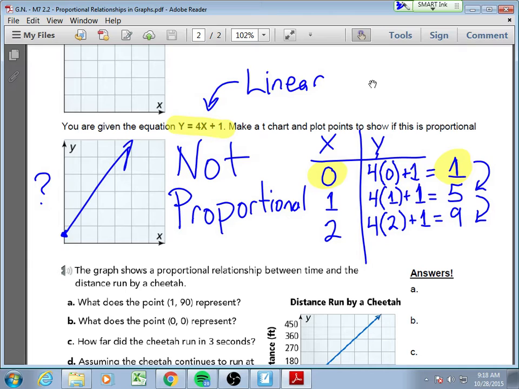What's one of the most used names? Linear relationships. Because most things in the real world have a linear relationship. Like when you go to buy gas, that's a proportional relationship. You buy 0 gallons, you pay $0. As soon as you buy 1 gallon, you pay $2.50. Let's say it's $2.50 a gallon. Buy 2 gallons, you pay $5. Buy 3 gallons, you pay $7.50. That's linear and proportional. Does that make sense? Okay. Cool.